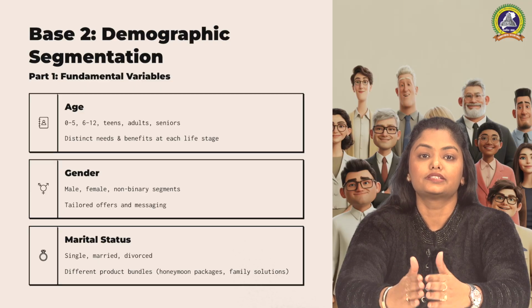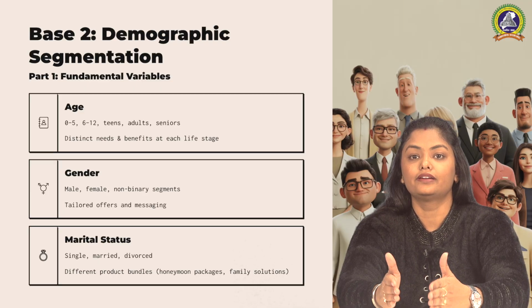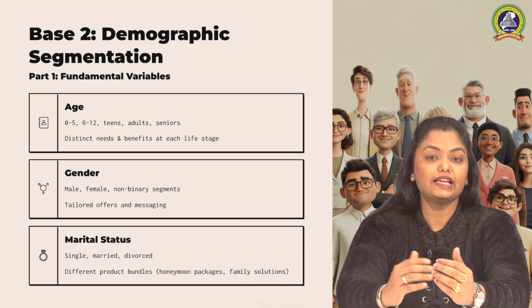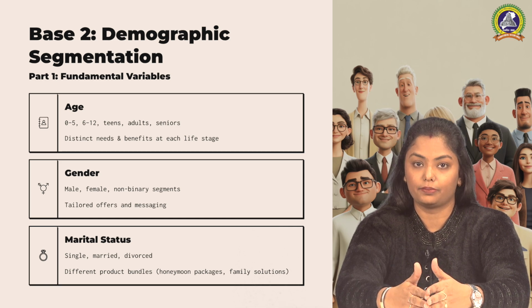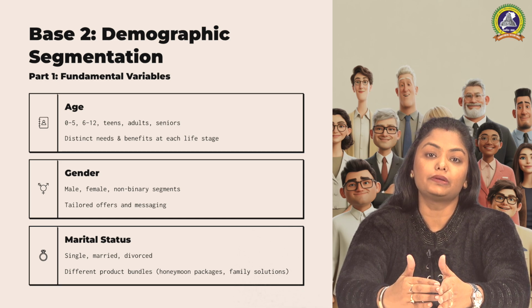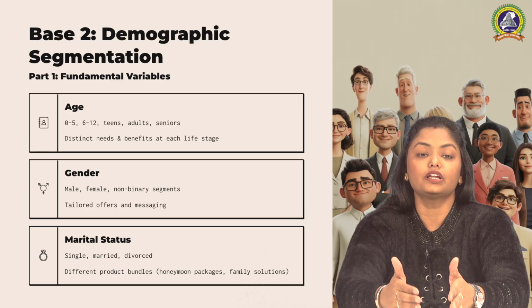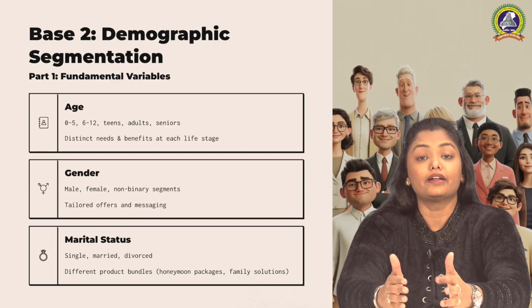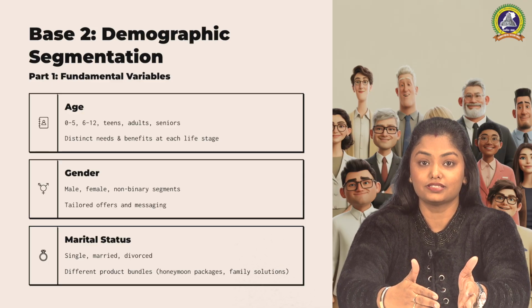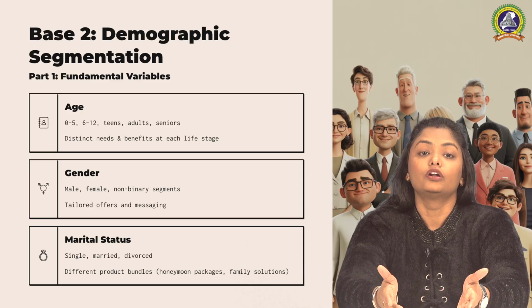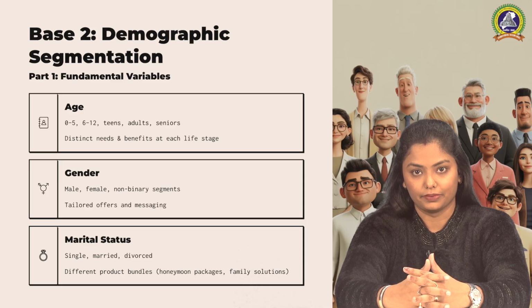Third is marital status. This includes segments like single, married, divorced, and so on. Each segment presents unique requirements. For example, travel companies like MakeMyTrip specifically target newly married couples with honeymoon packages, a product that would not be relevant to other segments.